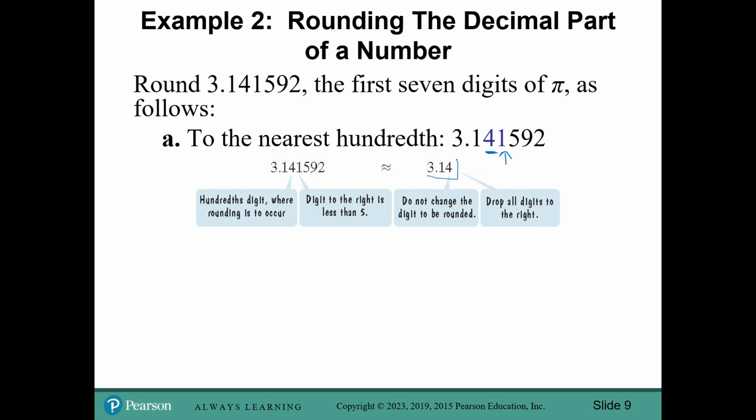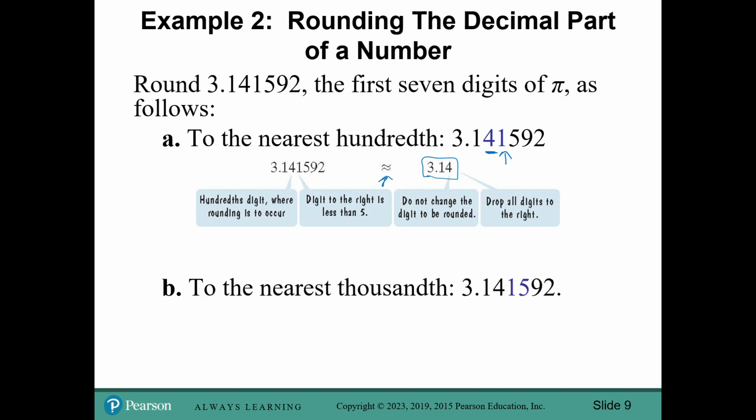This would be our answer. And look there, there's our approximately symbol. So, because we rounded, this number is approximately equal to that number, which is our answer, 3.14.